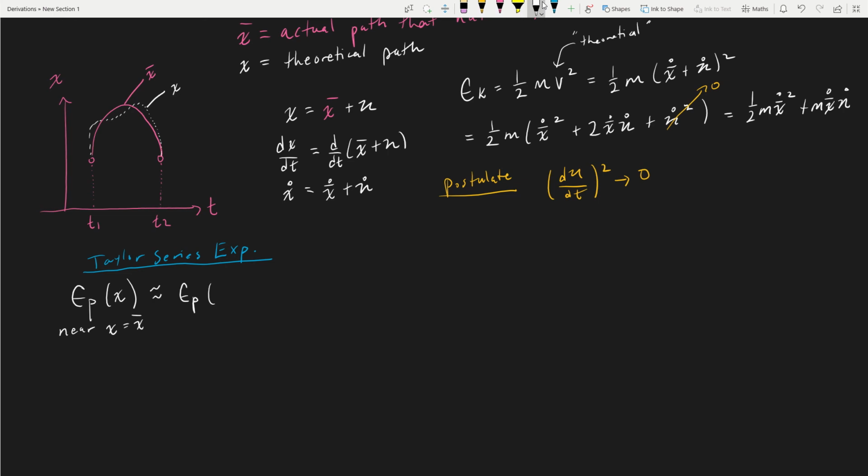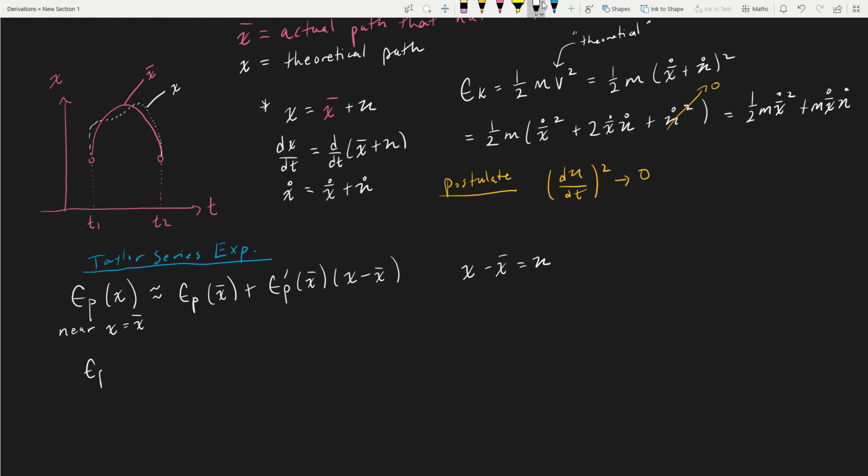Approximately equal to EP at x bar plus EP prime, or EP dot, at x bar, and then times x minus x bar. Well, recall our definition of x, which is actually right here. We can still see it. x minus x bar is actually equal to eta. Okay, so that's kind of nice.